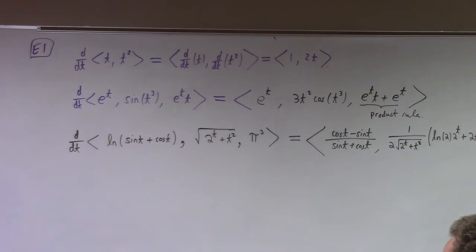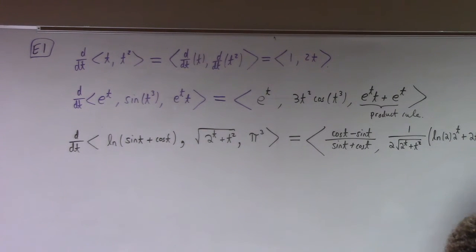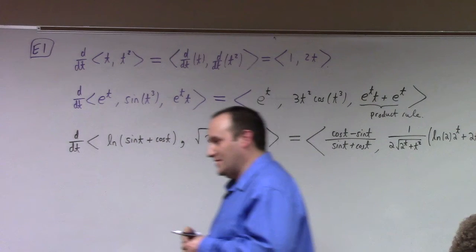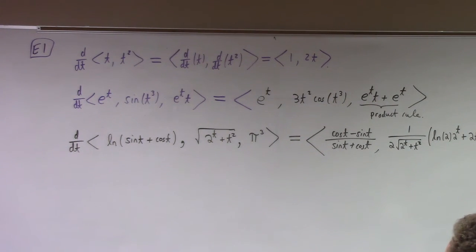Zero, yes. Pi cubed is a number. Don't believe the hype. This is just 0. Pi is not changing with respect to t. And if you use pi as a variable, pox upon you. So, anyway, there are people who do.